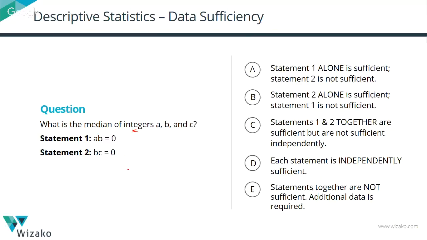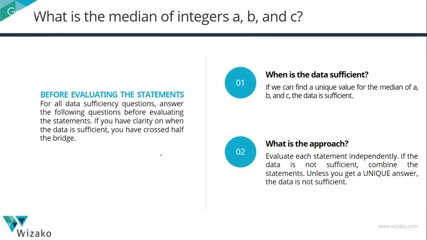Statements have been given, but before we get on to reading the statements, let's understand when the data is sufficient. Whenever they ask what the median is, we need to come up with a unique value. You need to come up with an answer that says the median of a, b, and c is equal to 8.